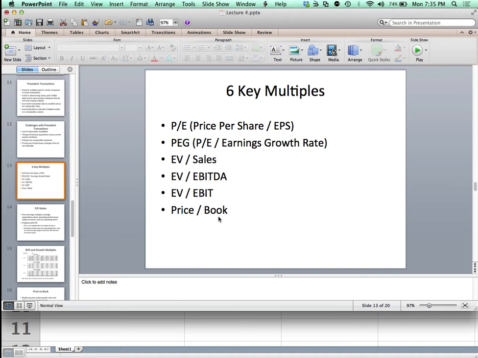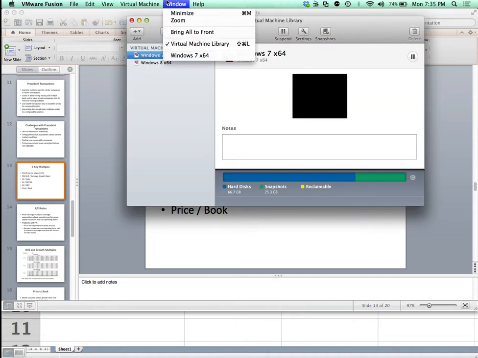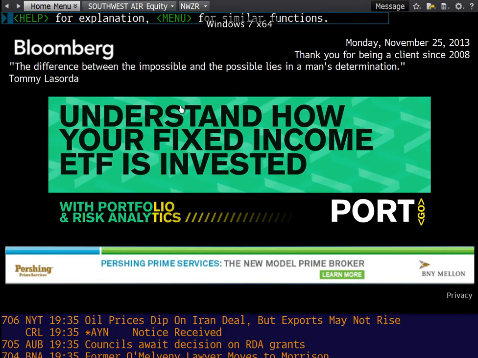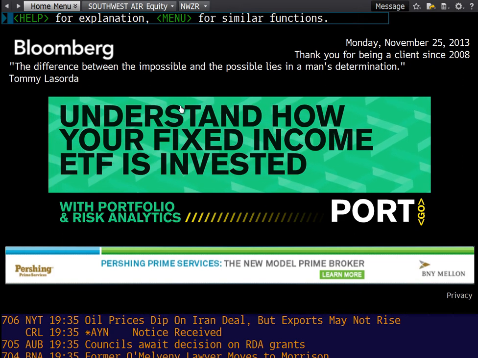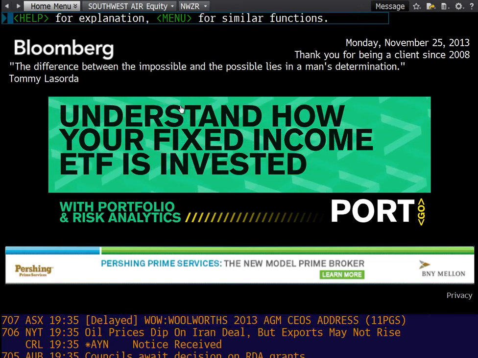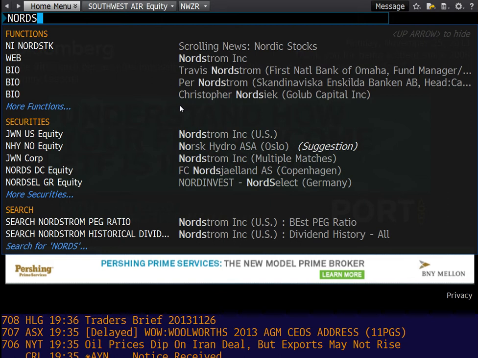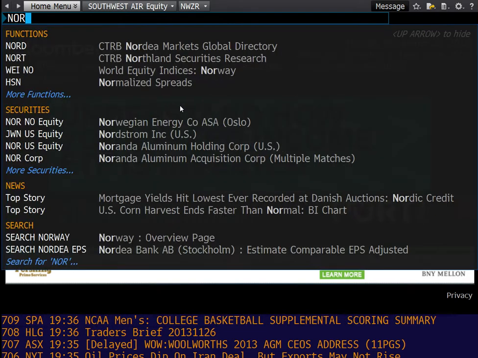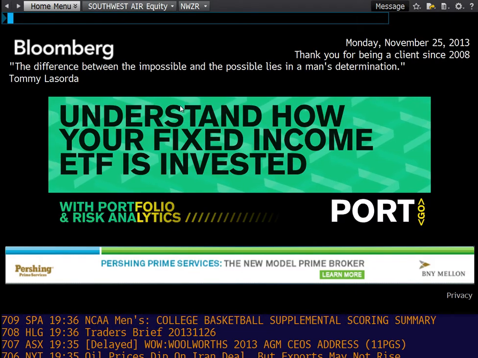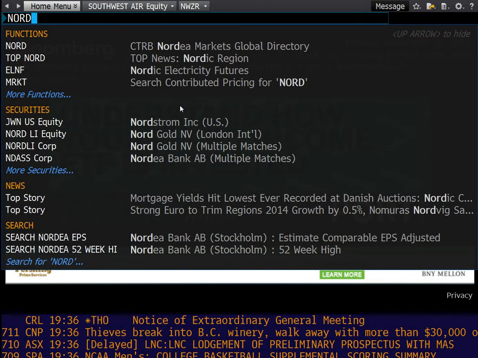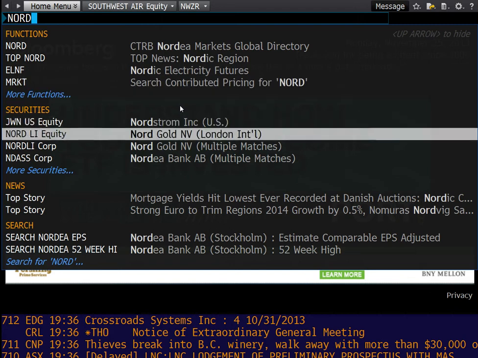All right, so here's what we're going to need to do. How do we get this multiples data? Got to go to Bloomberg. And I'm going to use Nordstrom as our example. So the way it works is I either type in the company's name or ticker symbol. So I'll start typing in the name, Nordstrom, or JWN, which is their ticker symbol, and then it'll be U.S. equity.